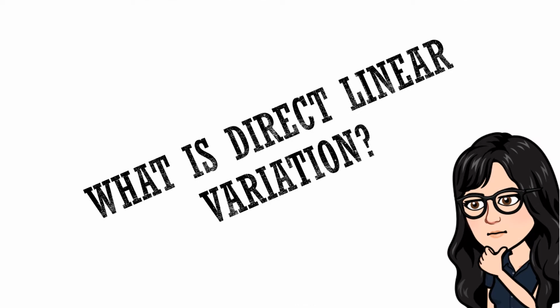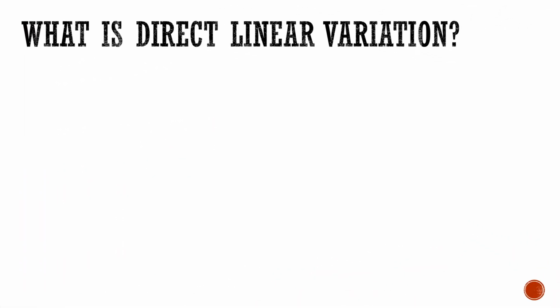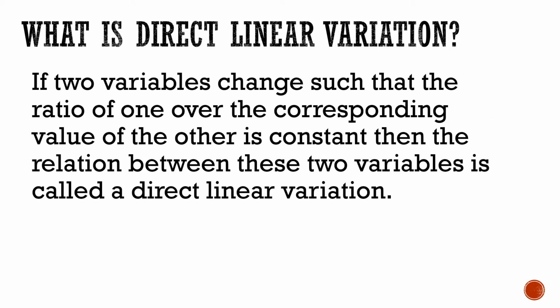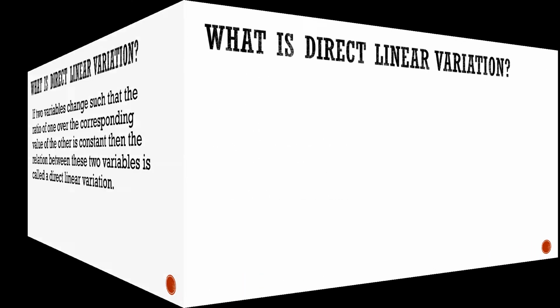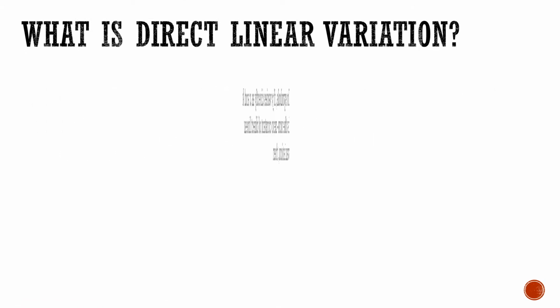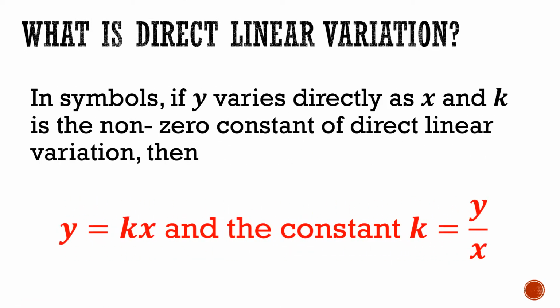What is direct linear variation? If two variables change such that the ratio of one over the corresponding value of the other is constant, then the relation between these two variables is what we call a direct linear variation. In symbols, if y varies directly as x and k is a non-zero constant of direct linear variation, then y equals kx and the constant k equals y all over x.